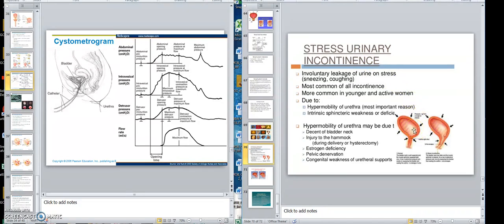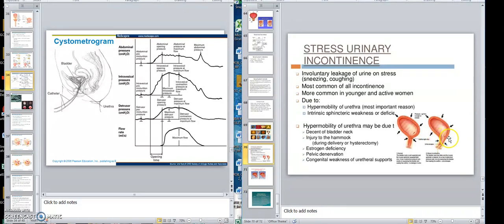I want you to notice something real quick. This is the bladder and this is the urethra. That angle is important to maintain the sphincter, to maintain that urethral sphincter that keeps continence. And when a woman has a loose pelvic floor, either from aging or too many kids or whatever, you lose that.